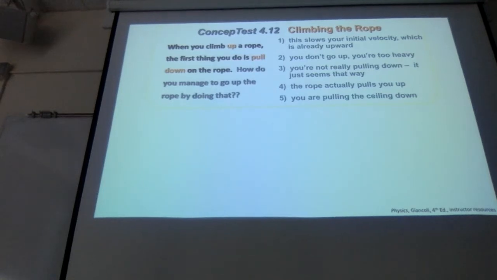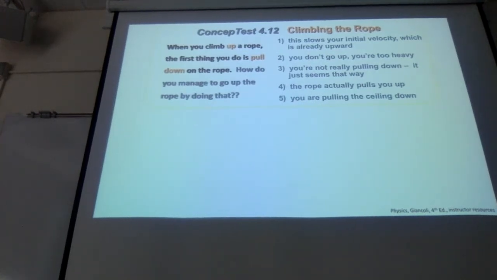So let's look at this problem. When you climb up a rope, you do that by pulling down on the rope, right? But somehow you end up going up. How does that happen? Well, some of these answers are just mean. Agreed? I didn't write this. This is terrible. First of all, you don't go up, you're too heavy. No, get rid of that. Number 5, you pull the ceiling down. Well, no, it just said you managed to climb up a rope. And number 3, you're not pulling down, it just seems that way. Well, that's ridiculous as well.